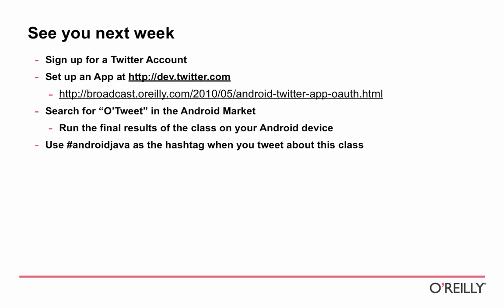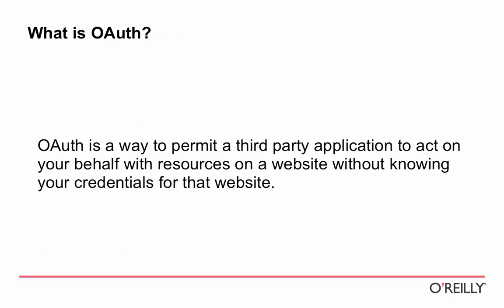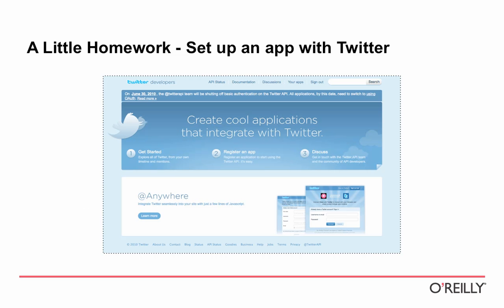So is OAuth the only way to authenticate on Twitter? Is that the one they recommend? Are there other ways? Yeah. Well, basic authentication still works, and it's not going to go away. It's just going to be deprecated on Twitter. That's happening in June. I think I actually have it on this slide back here. Let me flip back to here. It says on June 30th, 2010, the Twitter API team will be shutting off basic authentication on the Twitter API.